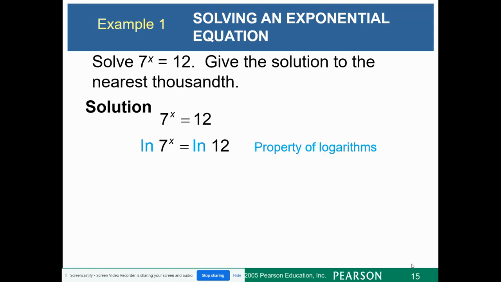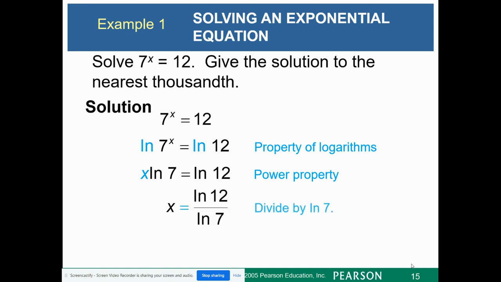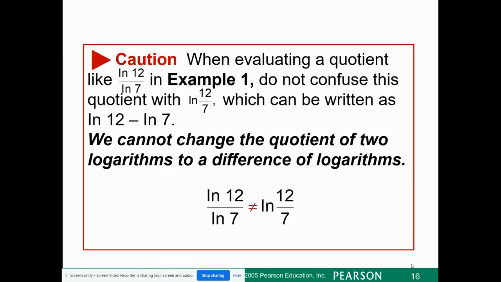Now, the reason this is helpful is because I can use the power property to bring the x down in front of the logarithm, and it's no longer an exponent. The natural log of 7 is some decimal value. So we will isolate our x value by dividing both sides by the natural log of 7. And now I have 1.277 as a value for x. Here's another example.